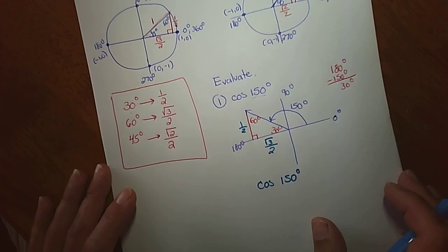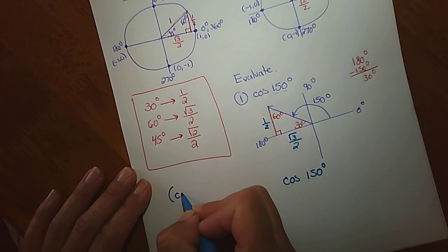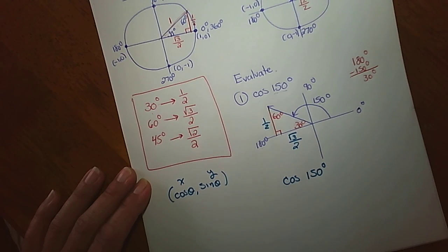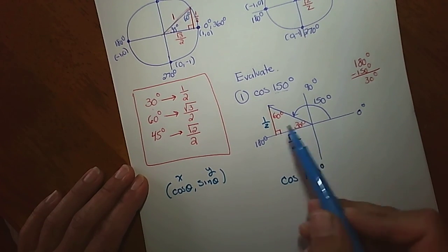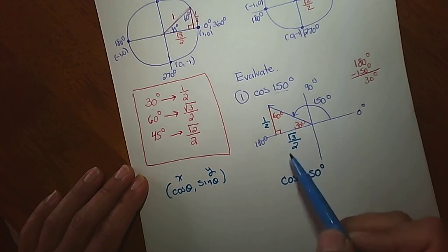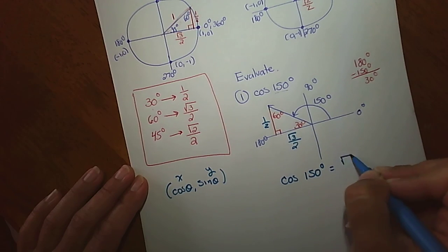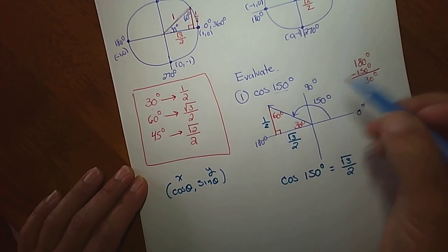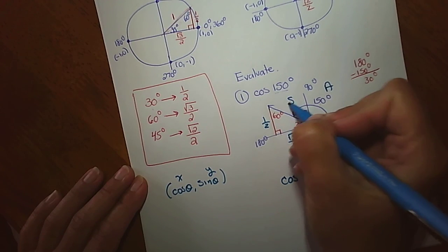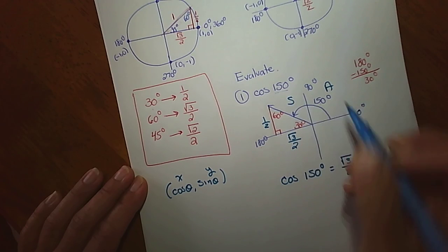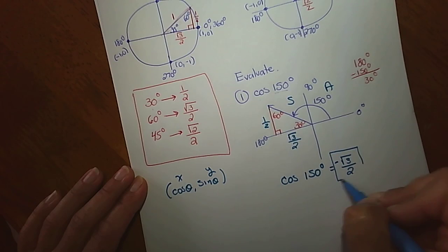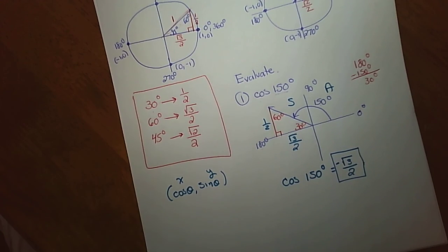Now on the unit circle, cosine is always the x and sine is always the y. So what number is sitting on the x-axis? That would be radical 3/2. And in that quadrant, that's the S quadrant, the sine quadrant. Since we're doing cosine, the answer is going to be negative. So that's the answer there.